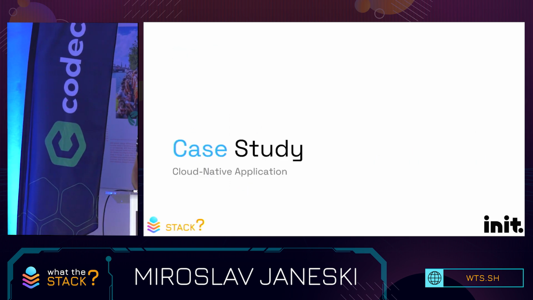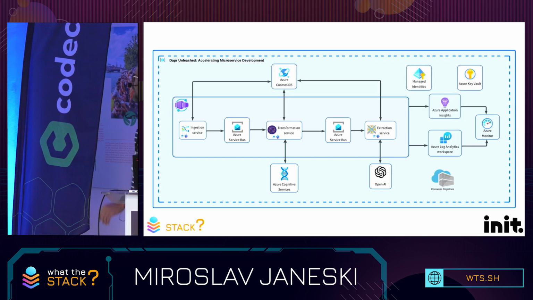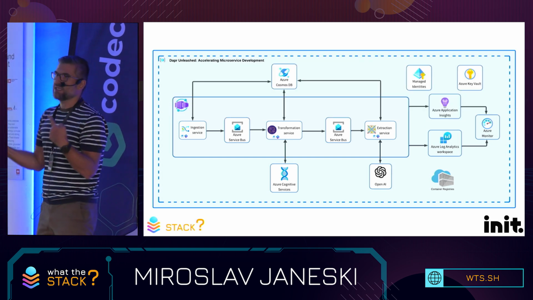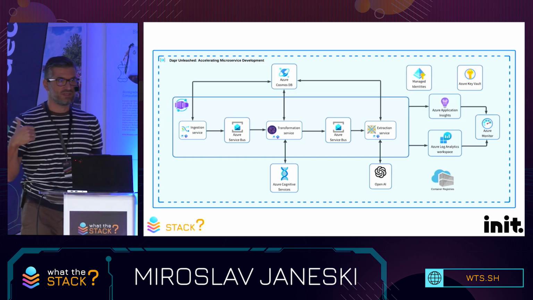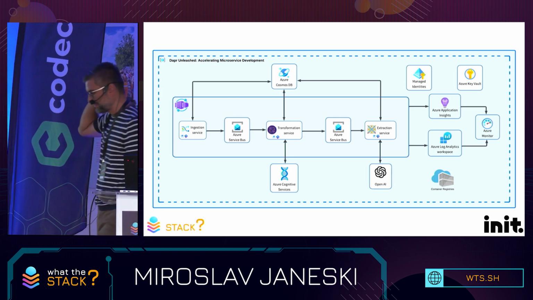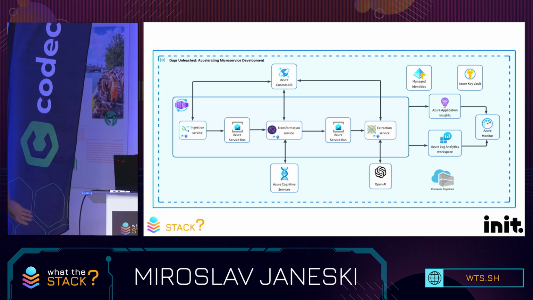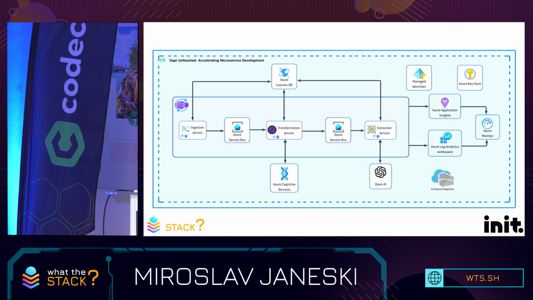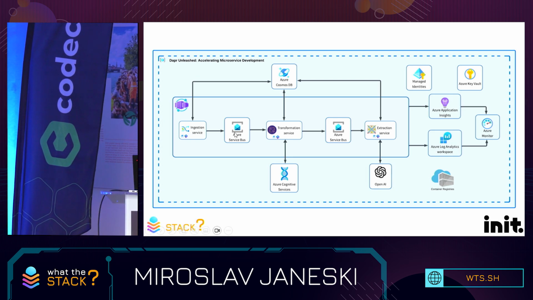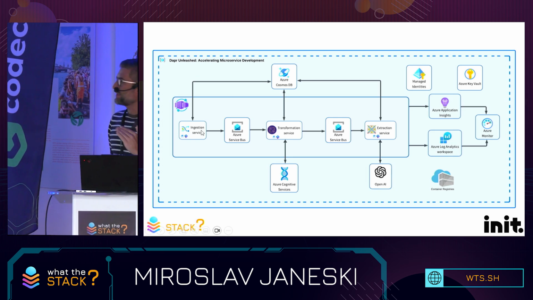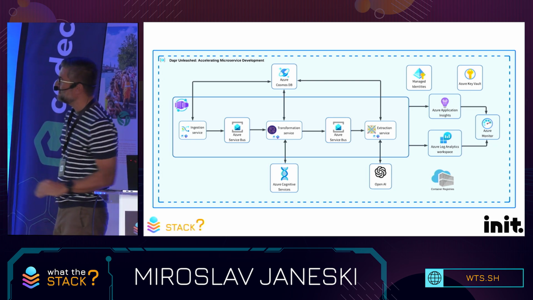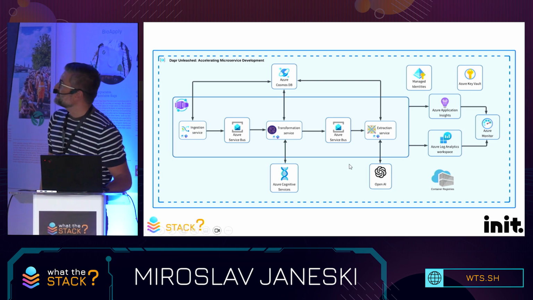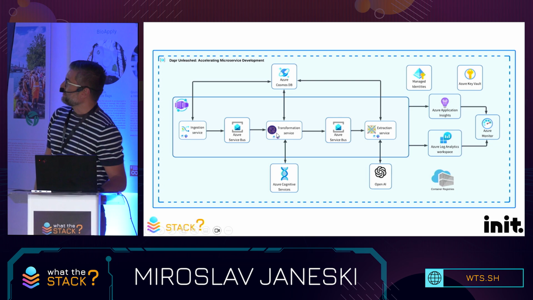Okay, enough theory. A very simple cloud native application. This is the deployment diagram. This solution runs in the cloud, in Azure. We have 3 microservices. The first one is the ingestion service, responsible for receiving HTTP requests. Then it sends all the requests through a queue to the transformation service.